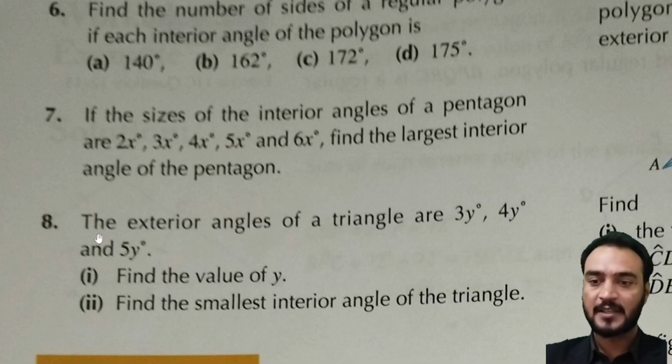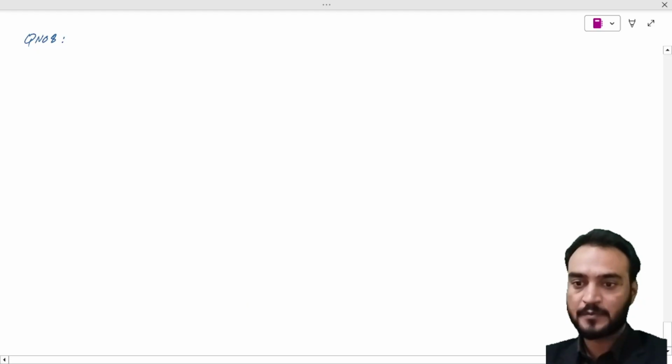Question number 8 is, the exterior angles of a triangle are 3y degrees, 4y degrees and 5y degrees. These are the exterior angles of a triangle: 3y, 4y and 5y. Find the value of y, and find the smallest interior angle of the triangle. So let us solve this question.